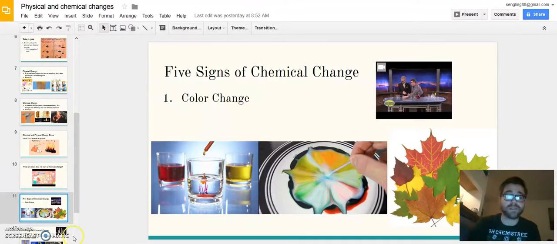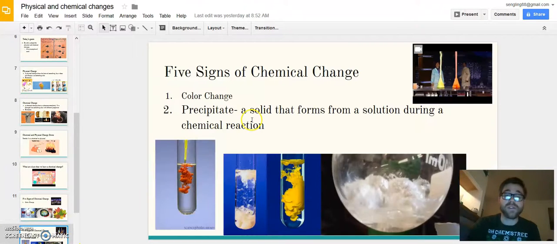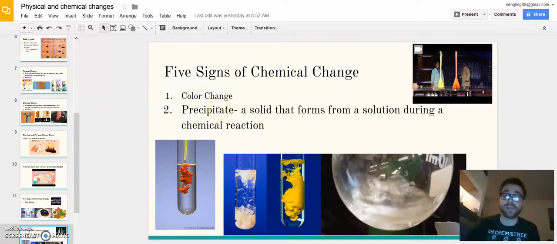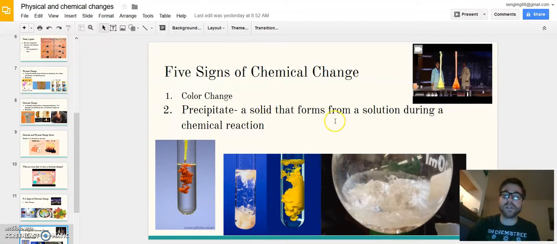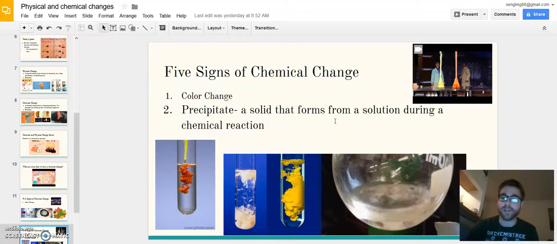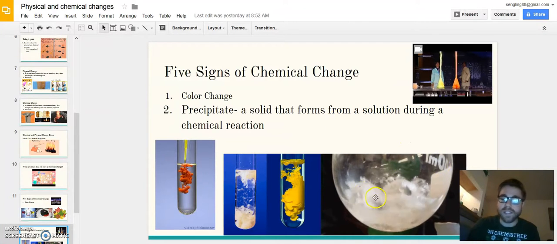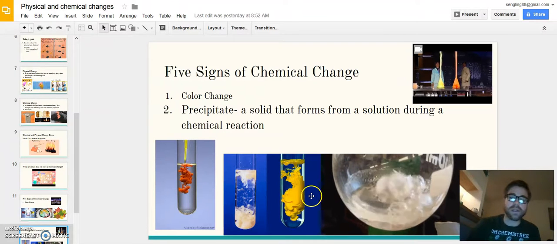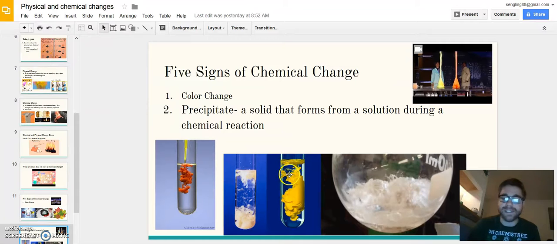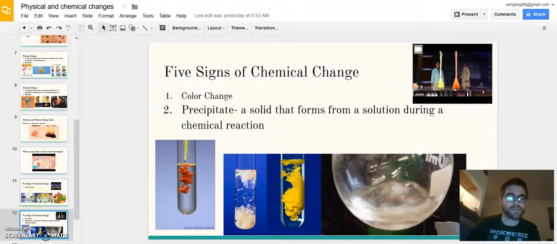A chemical change is happening. If you see a precipitate form, that's a chemical change. Remember, a precipitate is a solid that forms when you mix together two things. Here you see these two liquids being mixed together and making a solid. Here you see two liquids mixing together to make a yellow solid.